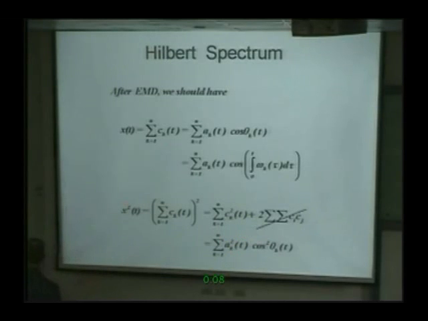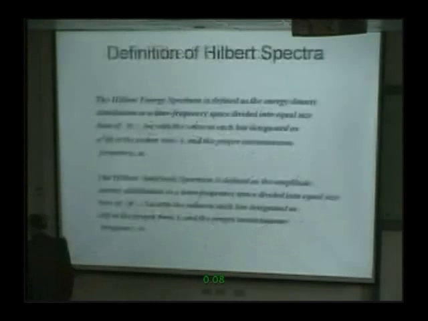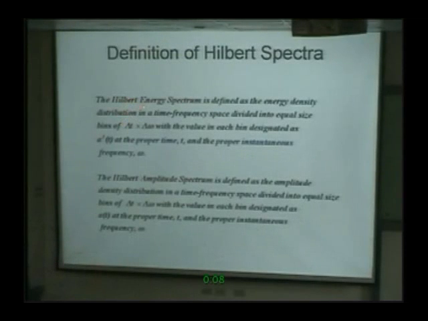So the Hilbert spectrum is defined as an energy density distribution in a time-frequency space, which is divided into equal size bins of delta T delta omega, with the value in each bin designated as A squared. Each bin we put A squared. We do not put the X value because in each bin the X value is still changing. X is a function of time. But the amplitude A squared is at the proper time and the proper instantaneous frequency. So this is the definition of the Hilbert spectrum.